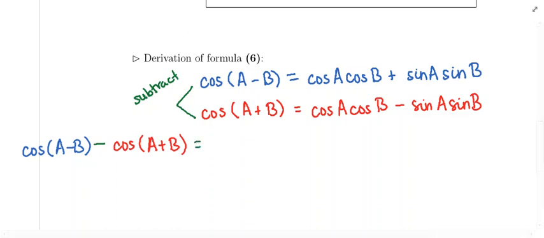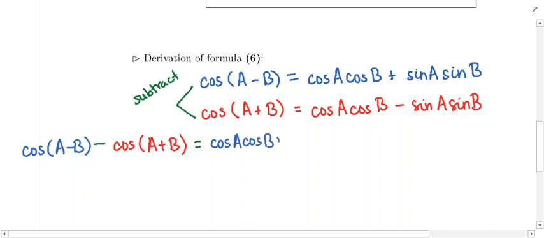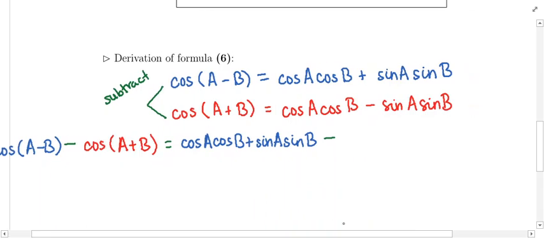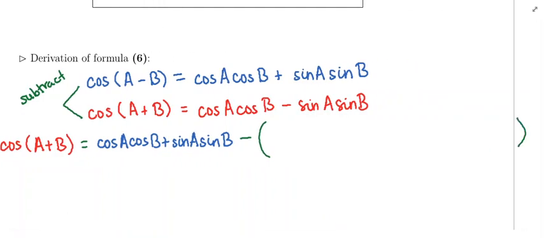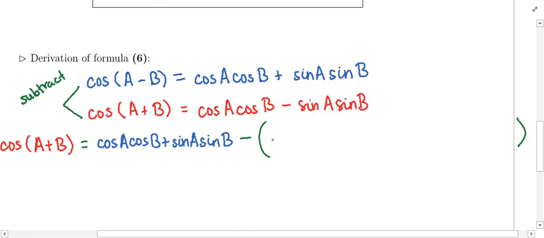Well, the cosine of A minus B in blue, we said that's the cosine of A times the cosine of B plus the sine of A times the sine of B. And we are subtracting from that the expansion of the cosine of A plus B. Now that has two terms, so you have to be careful here when you subtract this quantity. It needs to go in parentheses so you do the distribution correctly. So I am subtracting cosine of A times the cosine of B minus the sine of A times the sine of B. So that is what I have so far.